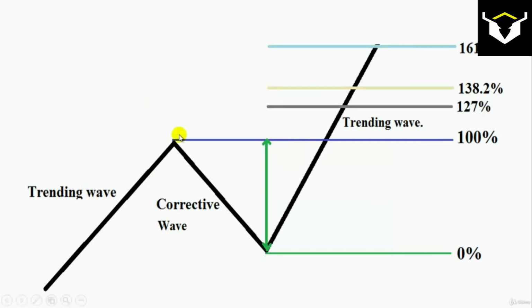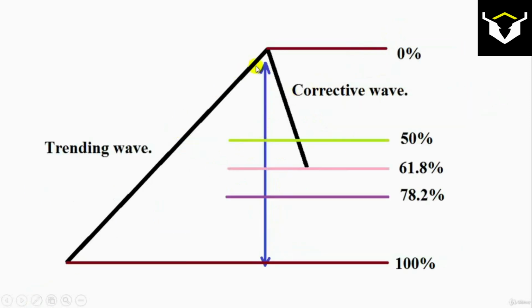So this is the corrective wave structure which is taken into consideration while plotting the extension. So these extensions are calculations of this corrective wave structure. As I already said, a trending wave structure is followed by a corrective wave structure, which is again followed by a trending wave structure. And a trending wave structure terminates at one of these levels of the corrective wave structure. For now, it is important to know what are extensions and what are retracements.